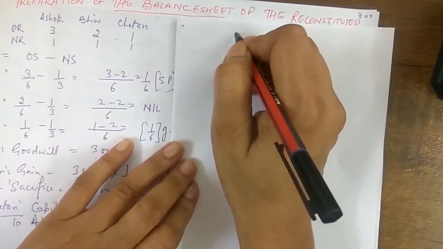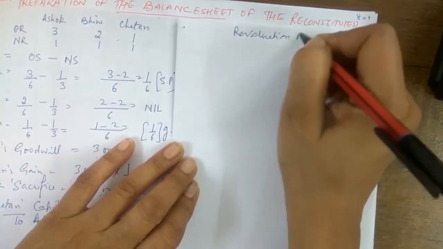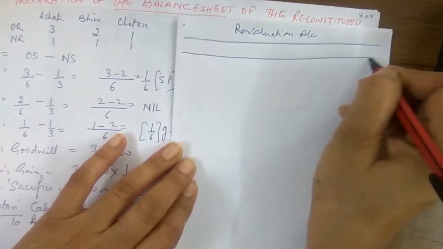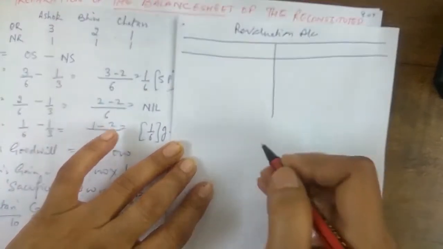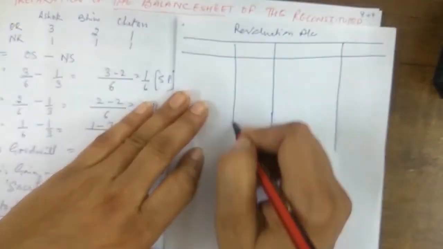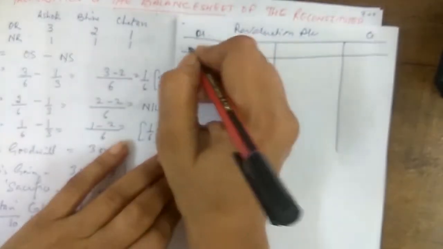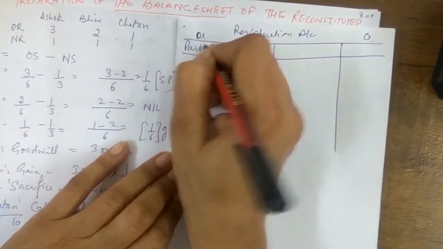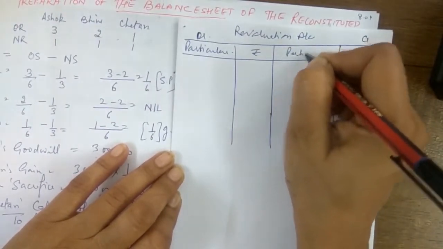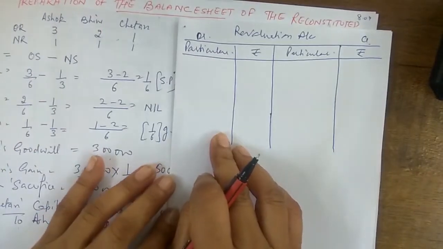Now we need to make a revaluation account. So already we have discussed how to make revaluation account. Whatever information is given, we have discussed that, which will be shown in the revaluation account, that will be placed in the account. Debit and credit. We know the format, how to prepare particulars, amount, particulars and amount. Clear, bache?